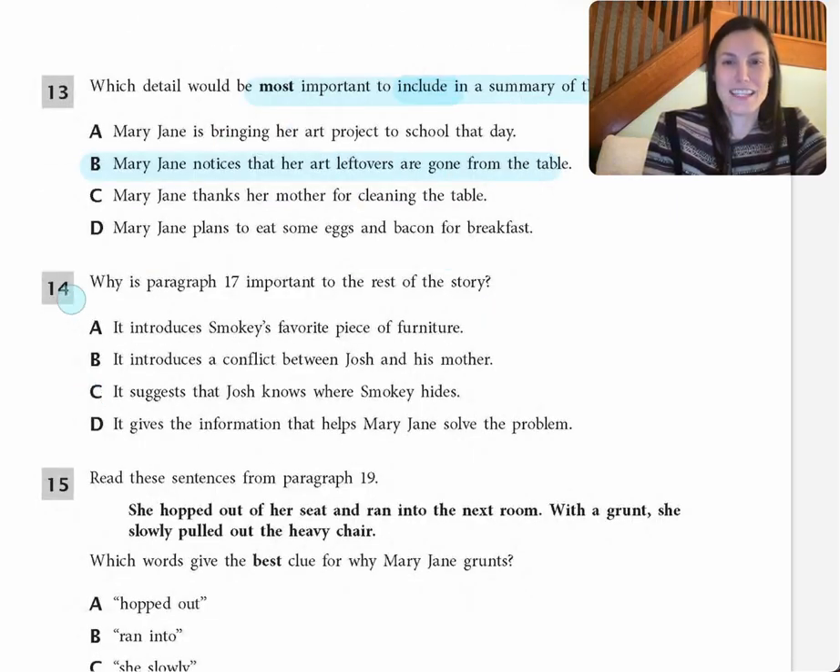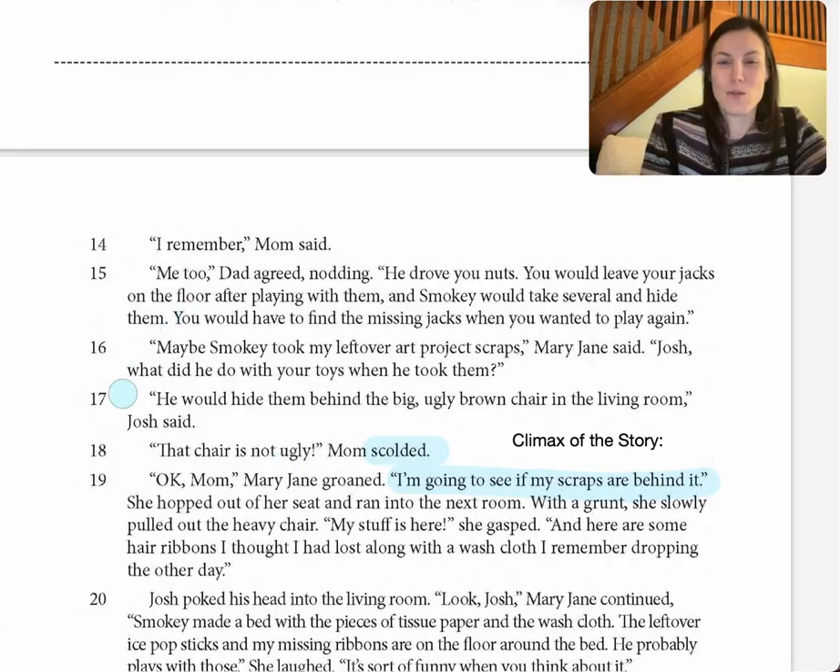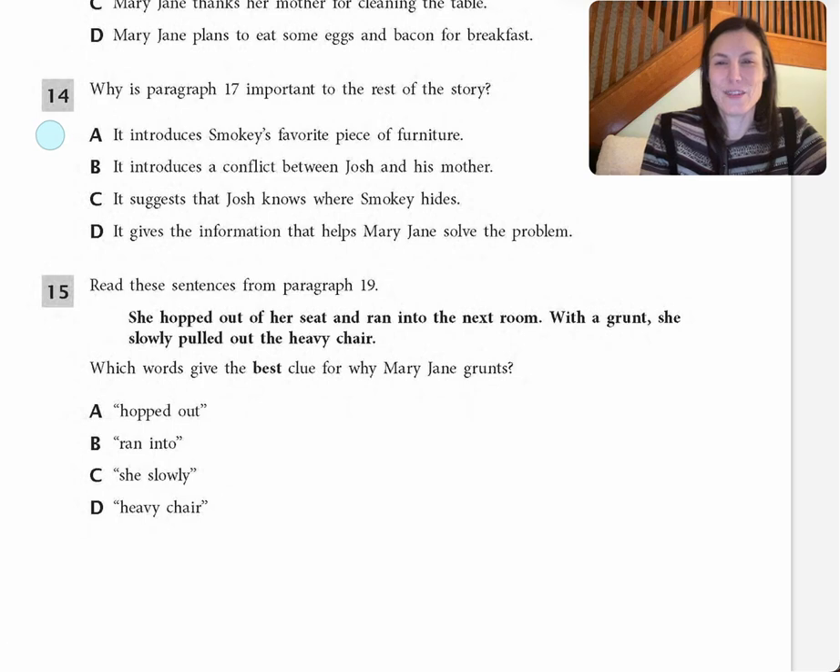Why is paragraph 17 important to the rest of the story? So let's go to paragraph 17 first. And we have, he would have hid them behind the big ugly brown chair in the living room. All right, so the choices are: A, it introduces Smokey's favorite piece of furniture. B, it introduces a conflict between Josh and his mother. C, it suggests that Josh knows where Smokey hides. D, it gives the information that helps Jane solve the problem.